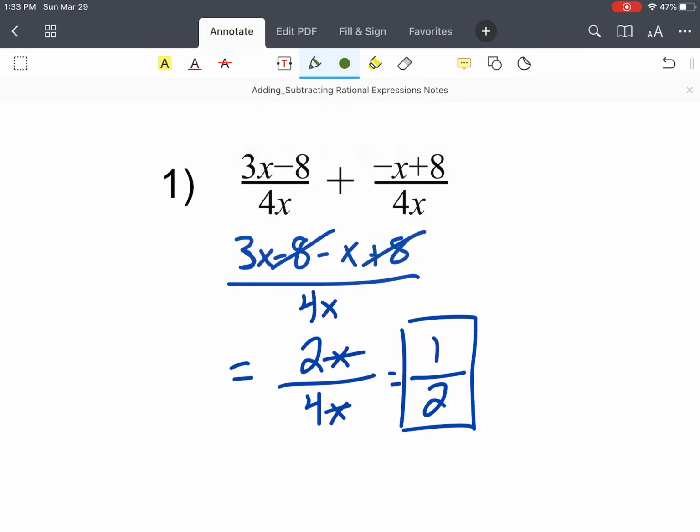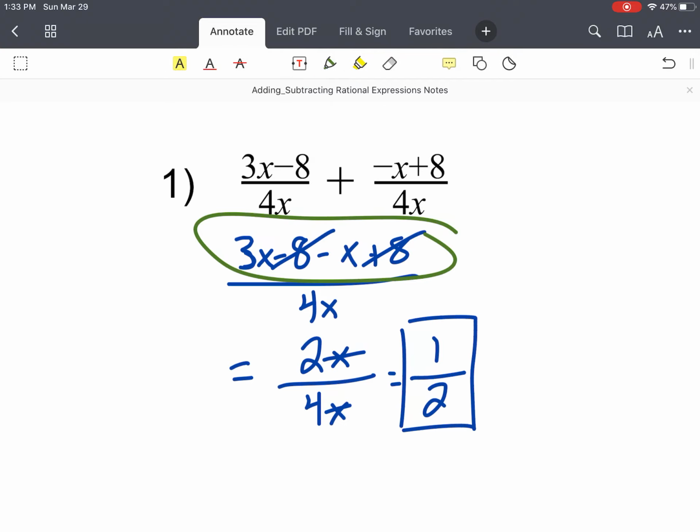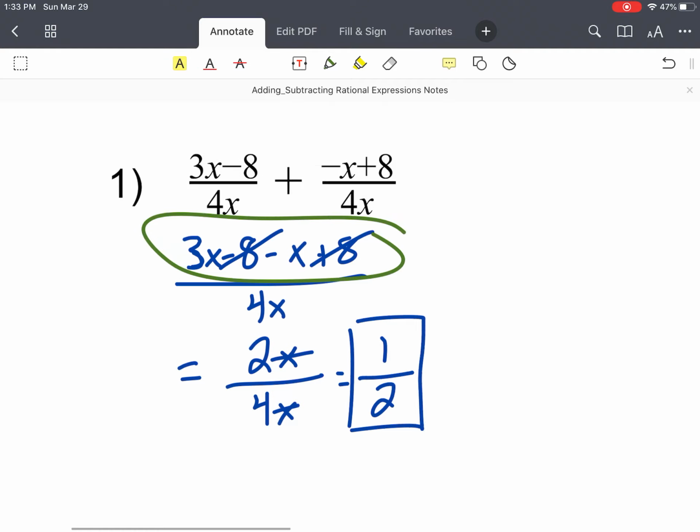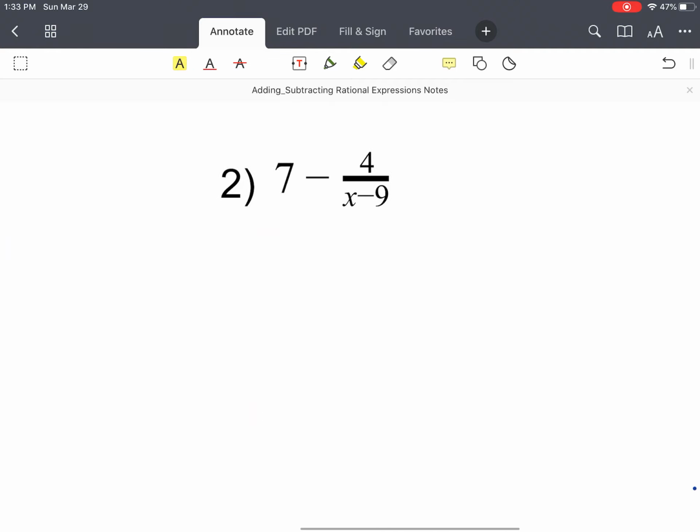Sound good? All right, now obviously I am not going to require you to do this step every time. But just to kind of show my work the first time, see where we're going, I thought that might be a good idea. All right, so let's move on.